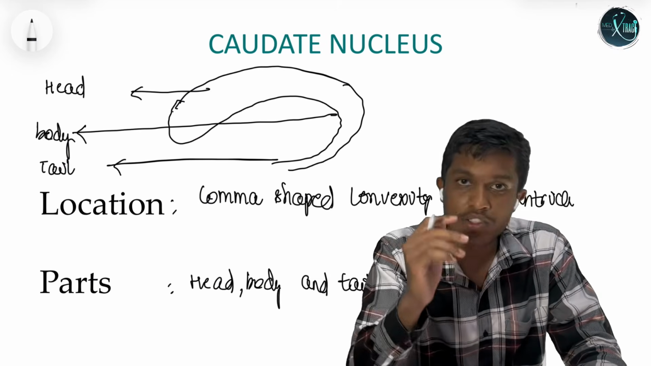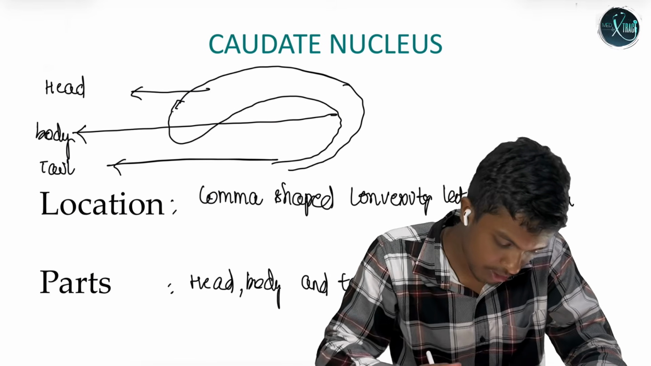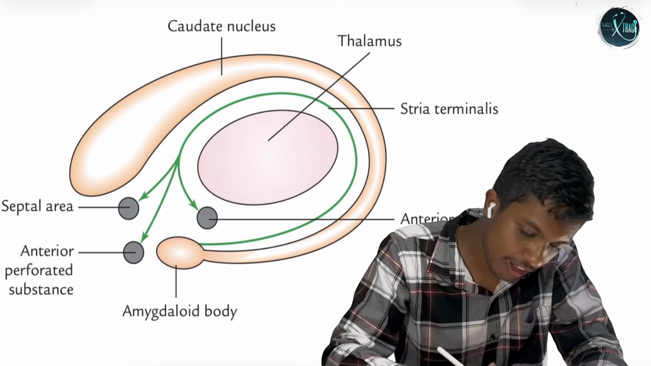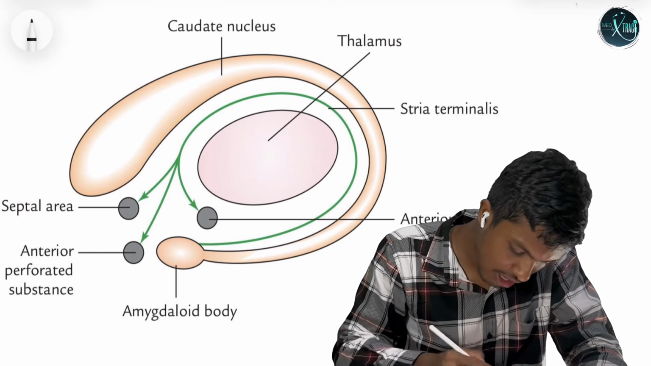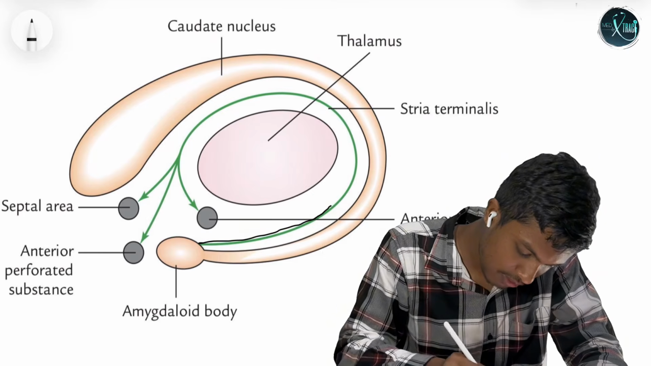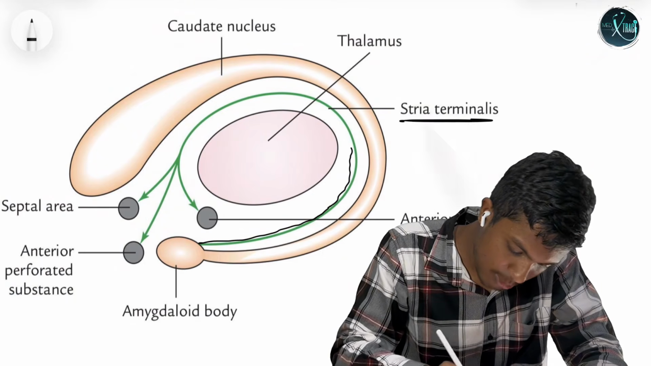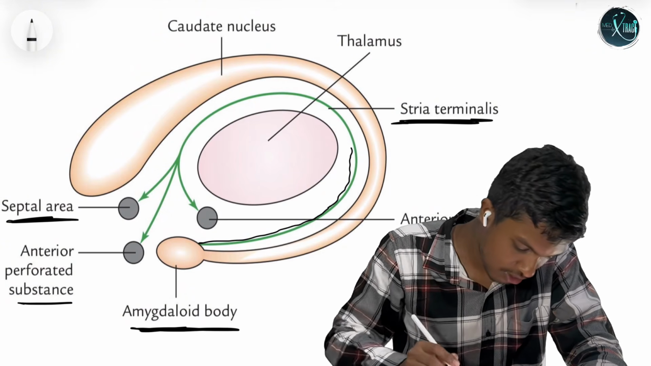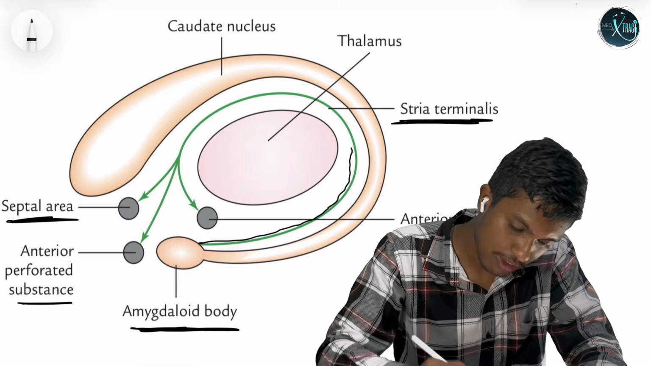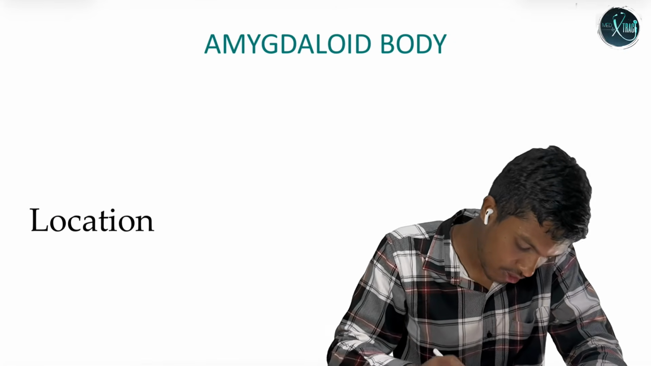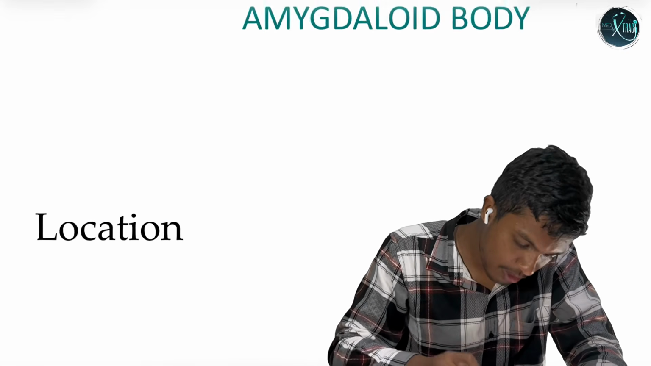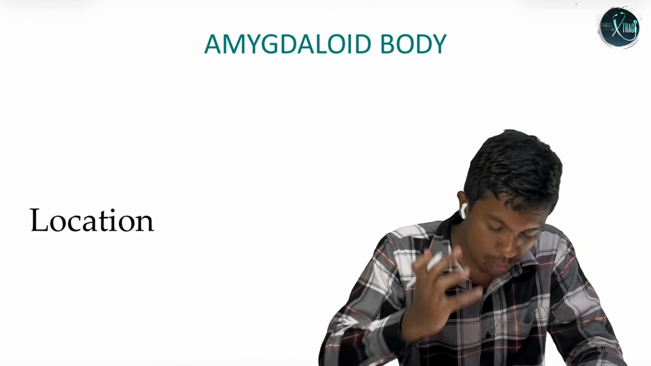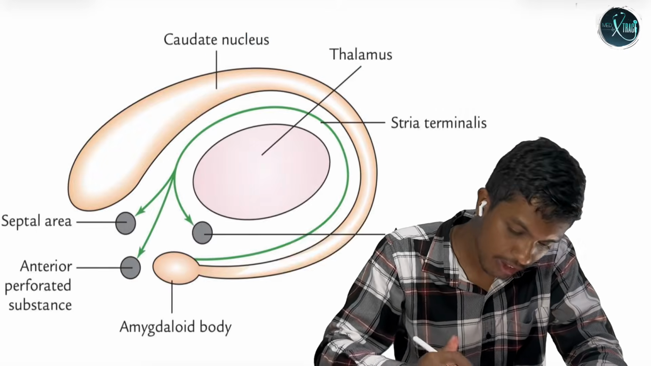The tail ends as an almond-shaped mass called the amygdaloid body, which is functionally related to the limbic system. We'll talk more about it there. It has an efferent called stria terminalis, which ends in the septal area, anterior perforated substance, and anterior hypothalamic nuclei. The amygdaloid body is located superior to the inferior horn of the lateral ventricle.